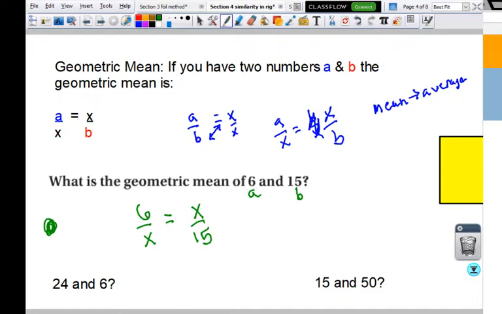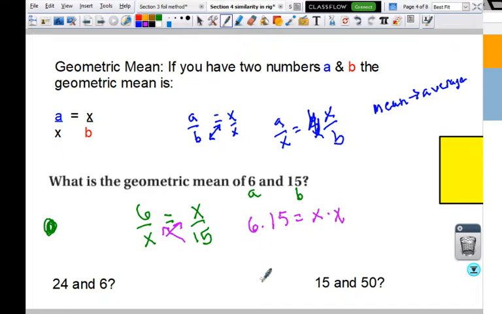Okay, drastic measures. I'm going to solve this. I can't really do a fish method very well in this because I have two X's. So we're going to cross multiply this. So cross multiply, and I'm going to get 6 times 15, and it's going to equal X times X.